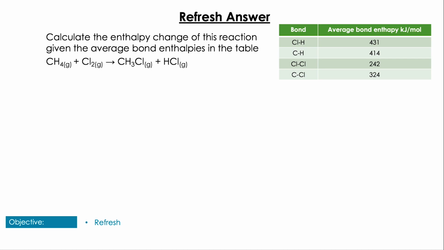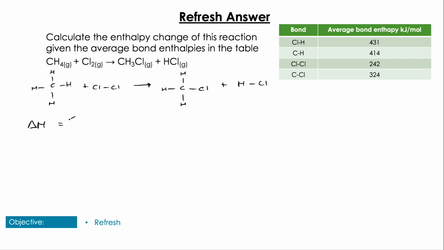Okay, so going through this question, first of all, we want to draw out the Lewis structures so that we don't miss out any bonds. So we've got CH4, Cl-Cl, and then we've got CH3Cl, so replacing one of the hydrogens for a Cl, and then an HCl bond.